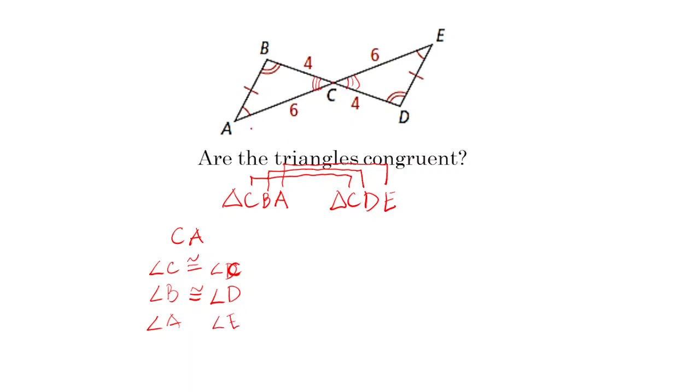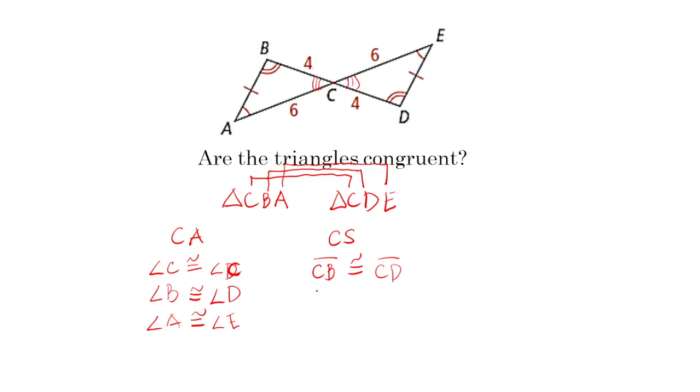Now, let's proceed with angle A and angle E. So angle A, we have single markings. Angle E, we have single markings. So they are congruent. Now let's proceed with the corresponding sides. Since all the corresponding angles are congruent, let's check if the corresponding sides are congruent. So corresponding sides, we have side CB and side CD. So side CB is 4, CD is 4, so they are congruent.